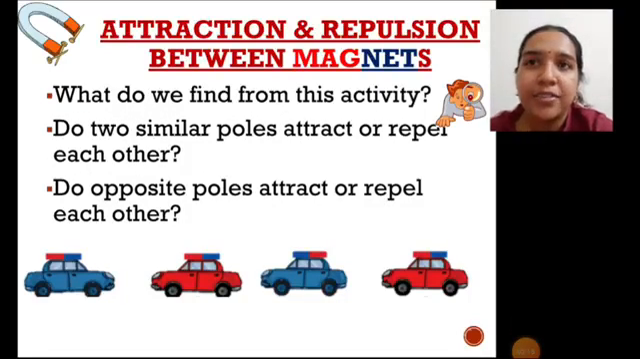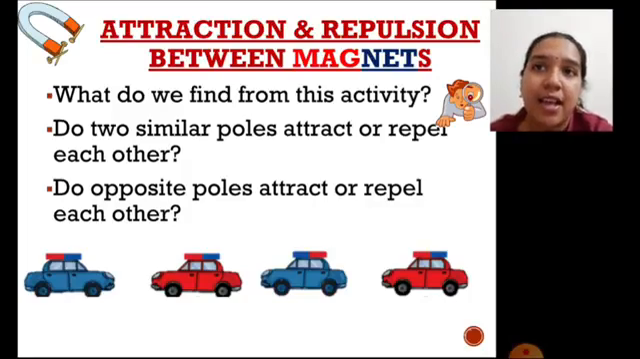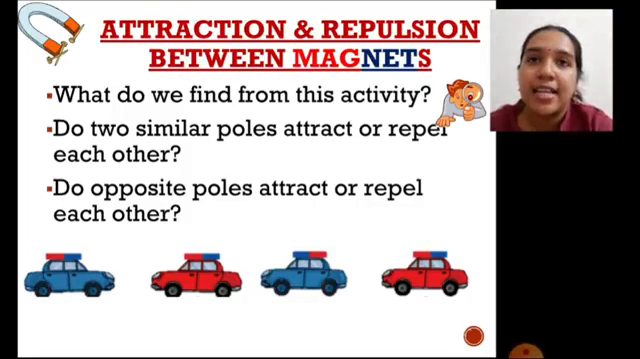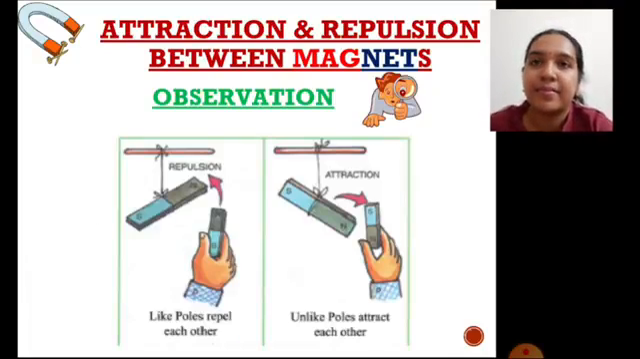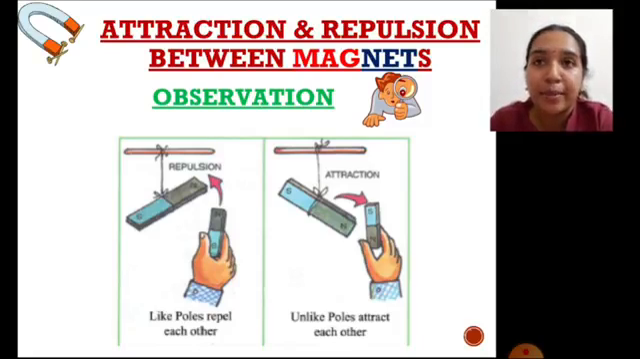What did you learn from these activities? We conclude that similar poles repel each other and opposite poles attract each other. You can see our observation described here. Like poles or same poles show repulsion. Unlike poles or different poles of a magnet show attraction towards each other.